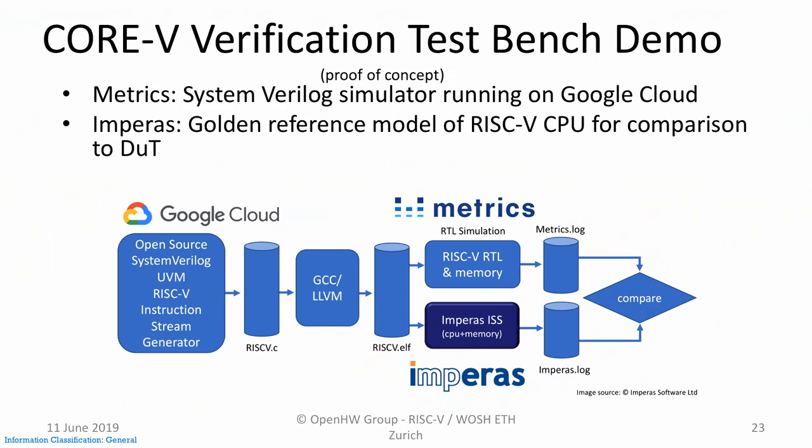And then this proof of concept demo that we're running for our verification environment. This is a cloud-based SystemVerilog simulator running in the cloud from Metrics. The demo was co-developed between Metrics and Imperas, running random instruction generators, directed tests, and the compliance suites validating a RISC-V core and comparing the results to a golden model. So come and see us at the table.